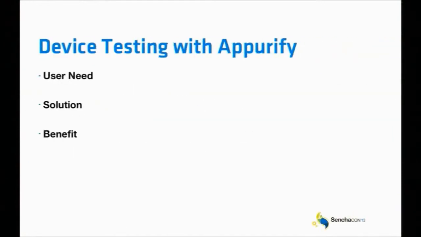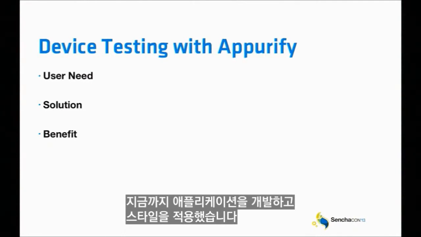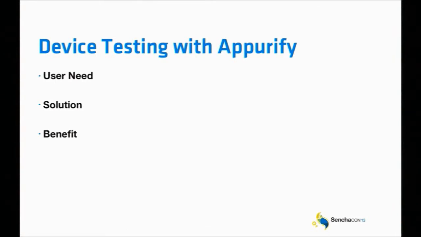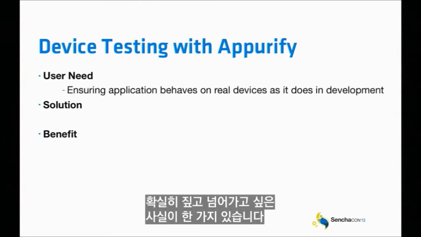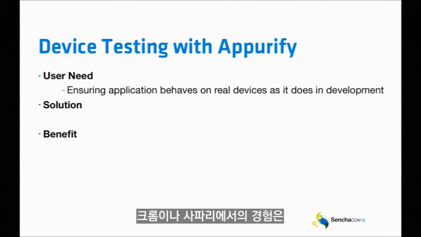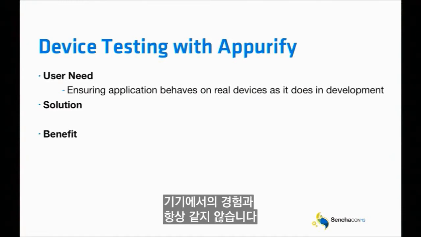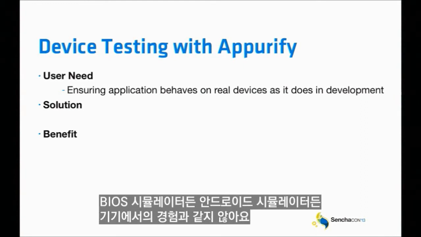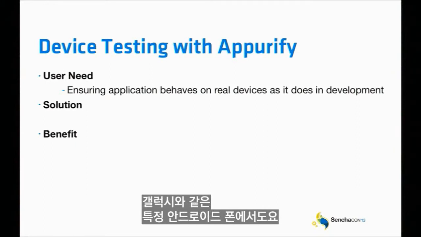All right, so now we've developed our application, we've styled it, and we're testing it inside of the browser. One of the things that we need to make sure of is that the experience we have inside of Chrome or Safari isn't always the same experience that we have on the device. And furthermore, it's not even the same on the simulator. You start up the iOS simulator or the Android simulator, and it's not the same on the device. Or maybe it's different on the Galaxy, a particular Android phone.